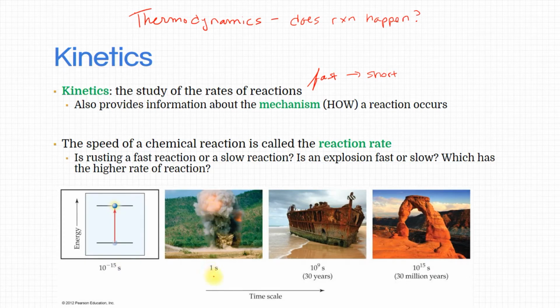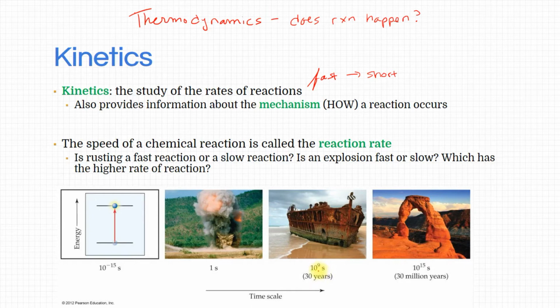Here we have an explosion, which takes about 1 second for that reaction to happen, which is obviously quick. We can't even perceive 10 to the negative 15 seconds, we can't really understand that, but 1 second is an understandable quantity. So that's a pretty fast reaction. Certainly the ones that we do in the chemistry lab tend to be between the explosion level and rusting an entire ship, which takes a long time, 30 years.